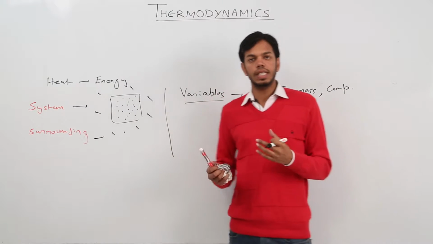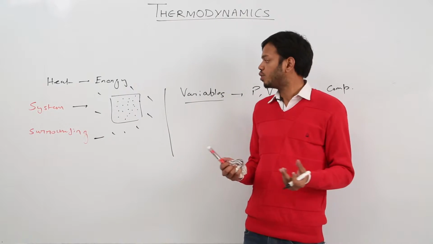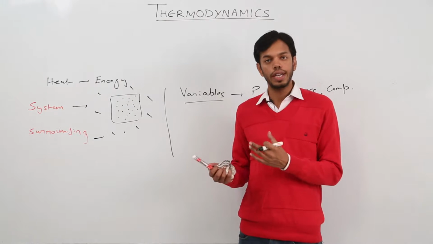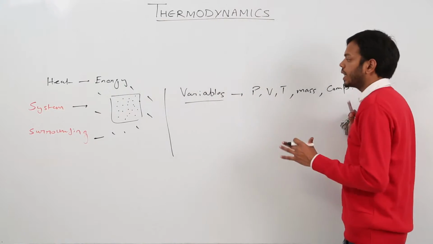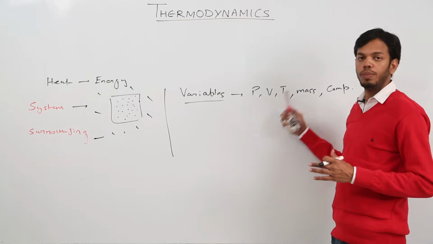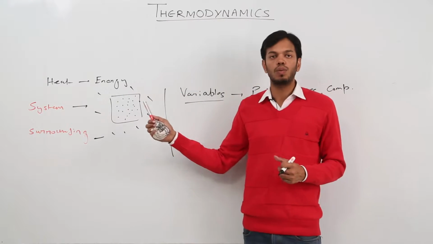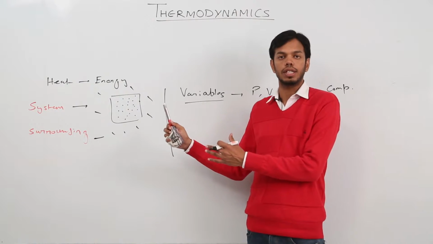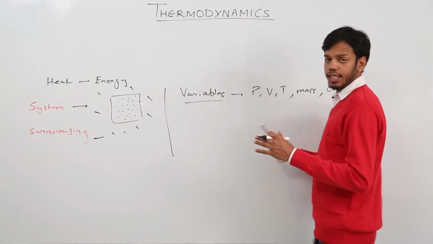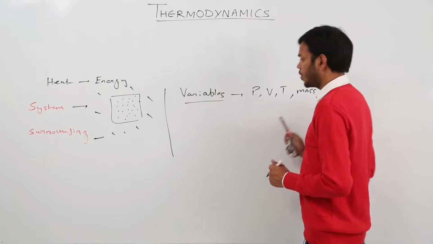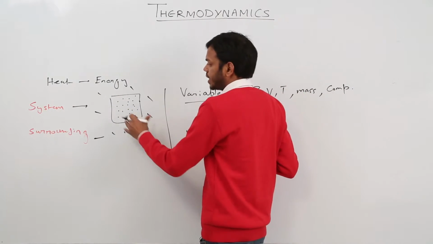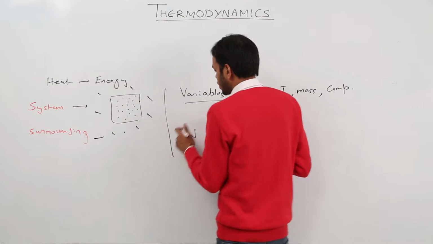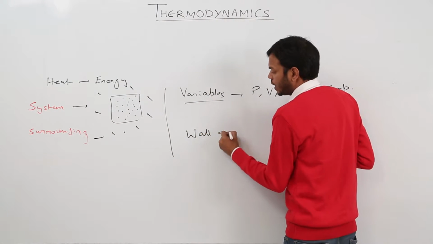See, system is a collection of large number of particles, so system may consist of solid, liquid or gas or the combination of any two or more states, right? So system could be anything. Variable is pressure, volume, temperature, which defines what exactly is the situation right now with the system. Alright, surrounding is easy. Surrounding is anything outside the system. Now, as I told you, this whole set of particles are contained by walls. So you should know about wall as well.